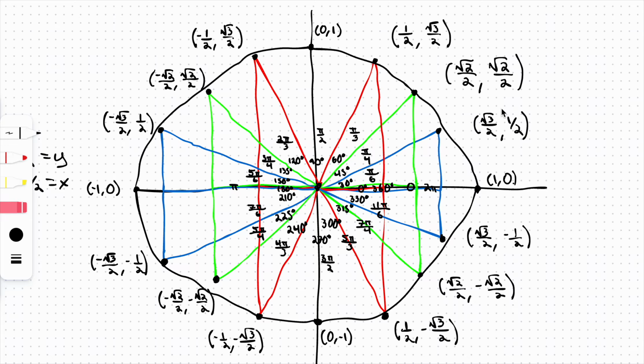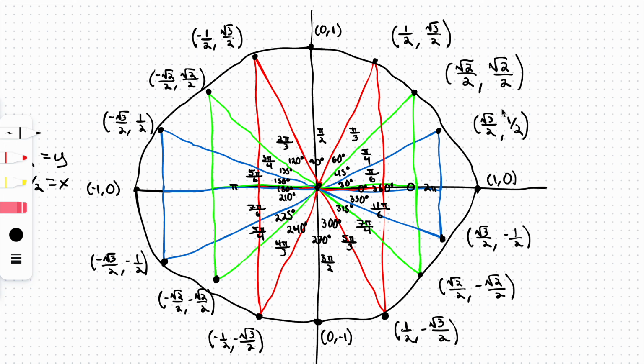I TA'd a class last year, and now they're in pre-calc, and they're still using this. People in calc are still using this. It's so important that you understand all of these values. So I'm going to talk to you about some ways I remember these values.